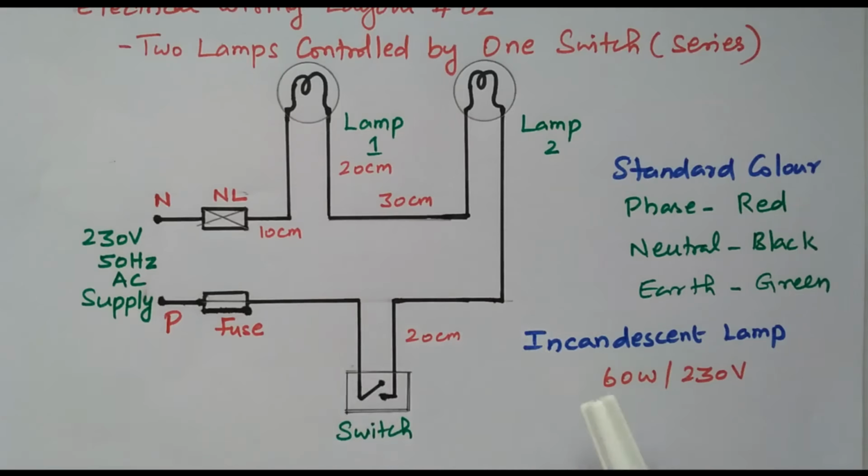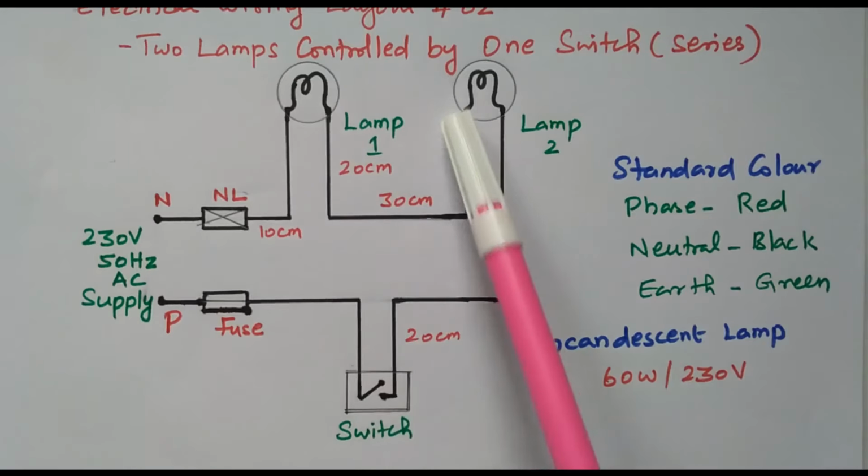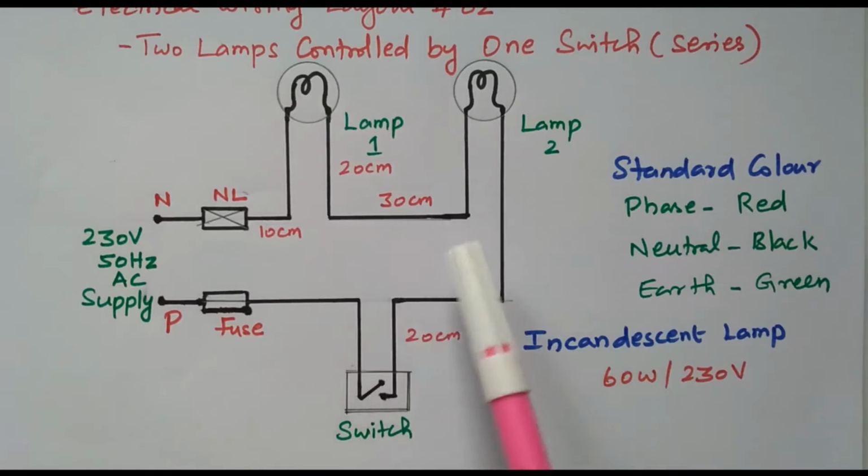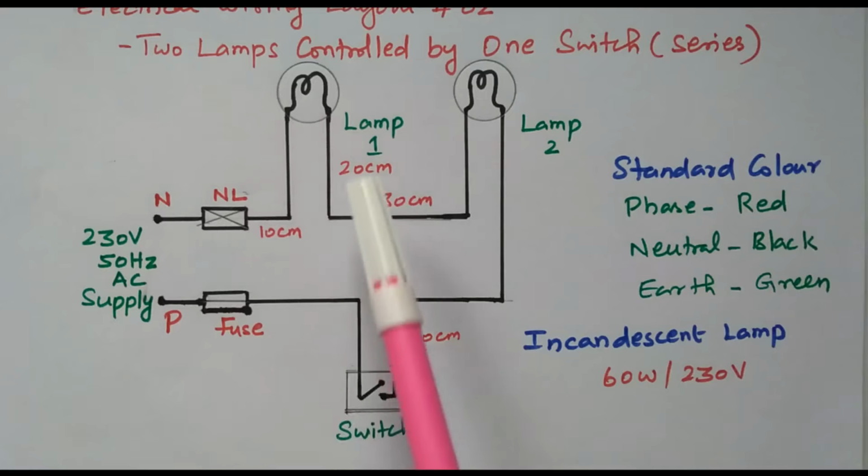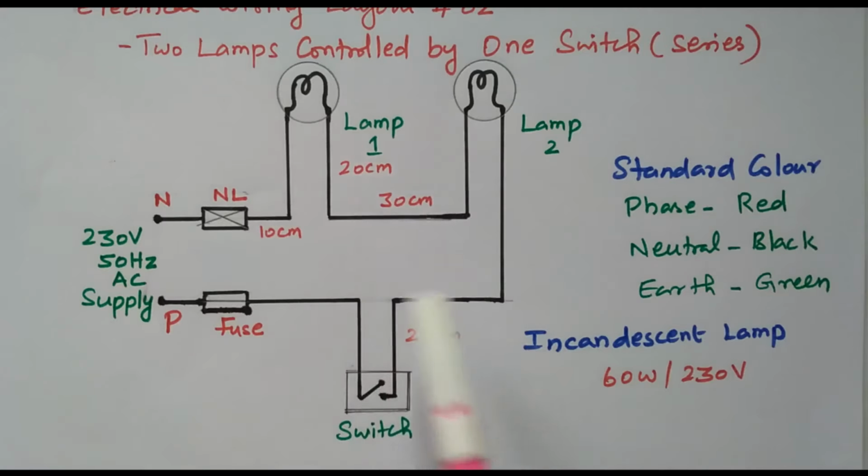So nearly 100 centimeter of PVC pipe is required. This 20, this 20, 40, this 30, 70, then 80, this 20, 100. So 20 plus 20 plus 20, 60. This one 70, 70 plus 30, 100 centimeter is required.